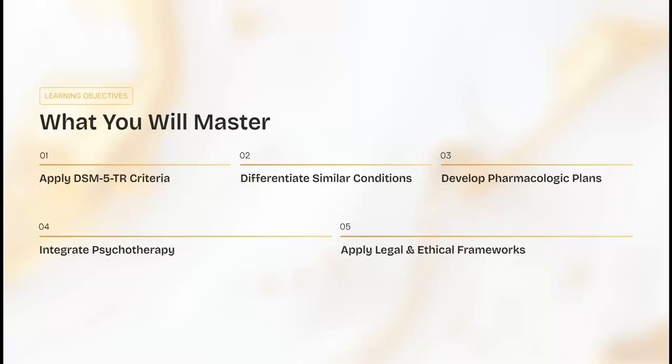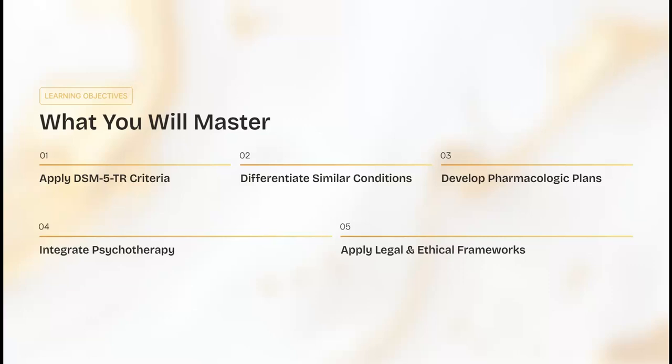So you need to be able to accurately identify diagnostic criteria. Remember I said that DSM-5 TR manual is like the mental health Bible. So you need to be able to pull that criteria. You also need to know the thresholds and functional impairments. That's crucial for making a clinical diagnosis.